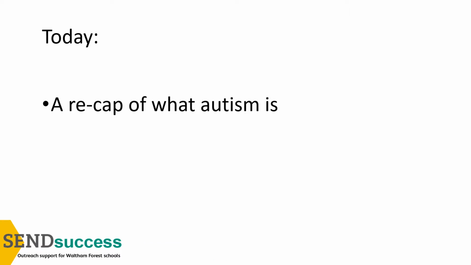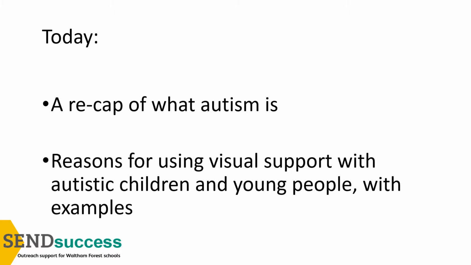So today, we're going to have a quick recap of what autism is. It's something many of you may already be familiar with. You may have already attended autism training in the past and have some understanding of what autism is. You may not. So we're going to start with a quick recap of what we mean by autism, just so that we all have a shared understanding of what we mean when we're talking about autism, because that will help us when looking ahead and understanding reasons for using visual support with autistic children and young people. And then alongside those reasons, we're going to look at some examples of the types of visual support that you might see, that you might use.